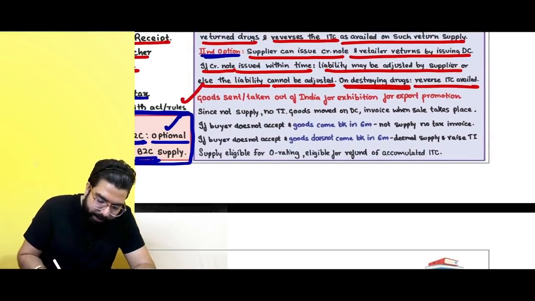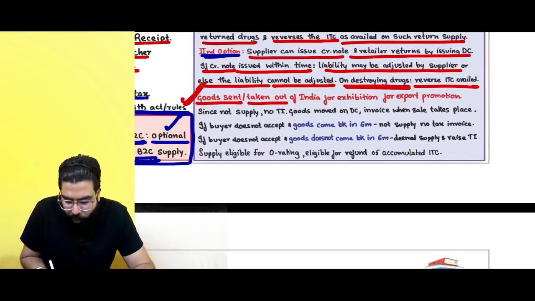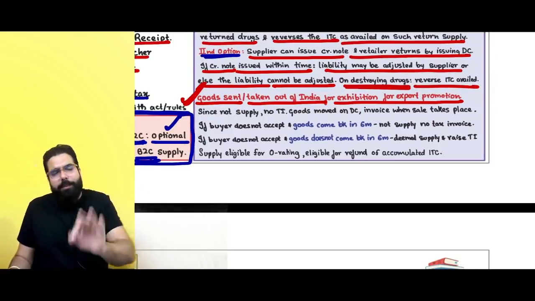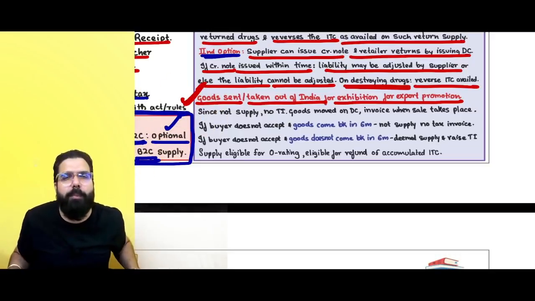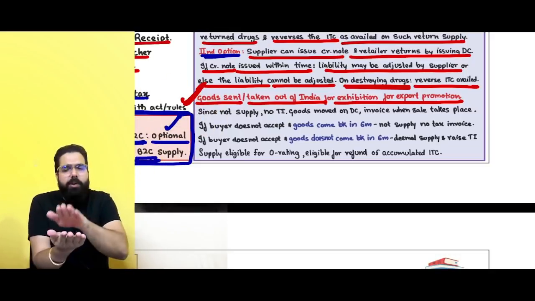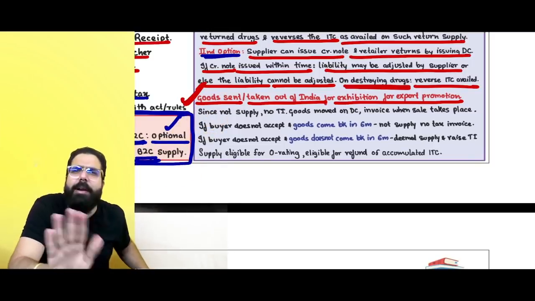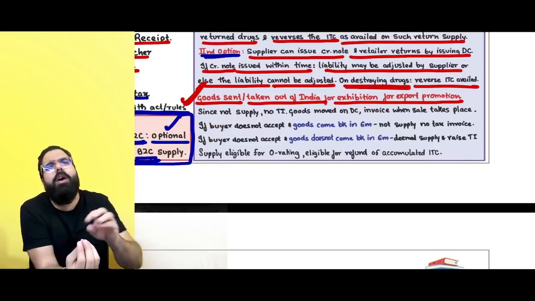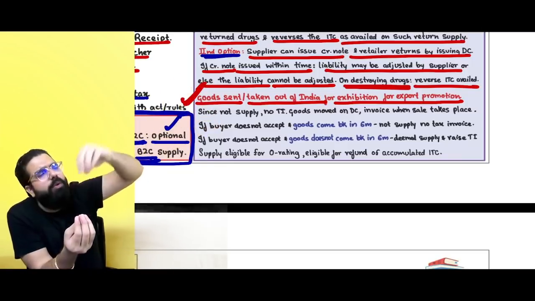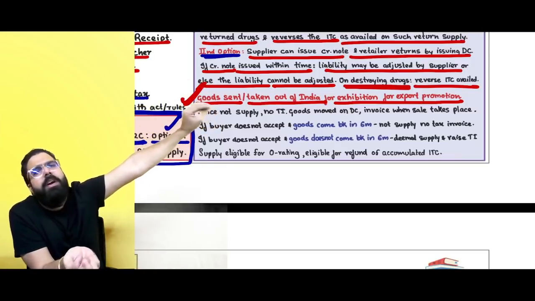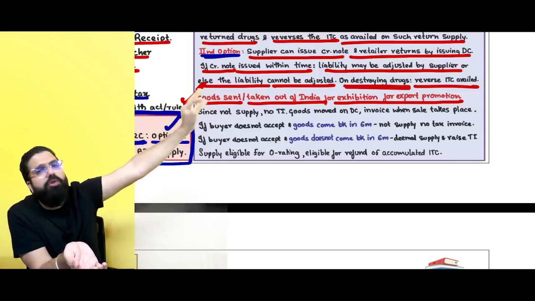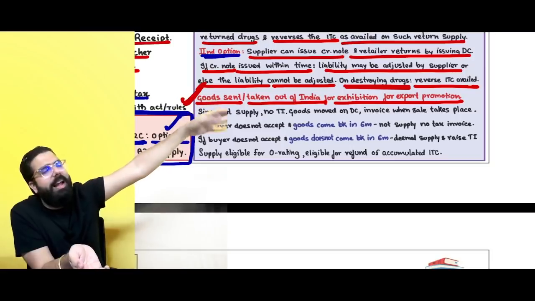Chalo, let's go ahead. The next one over here is goods sent or taken out of India for export promotion. When you are taking some goods from India outside India for export promotion, always remember, at that time it is not a sale. It is just that goods are going on approval basis. Whenever goods are sent on approval, they should either come back within 6 months, or within 6 months you should have made the sale and issued the tax invoice.